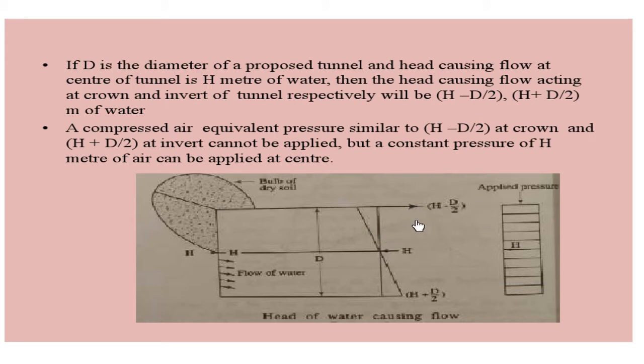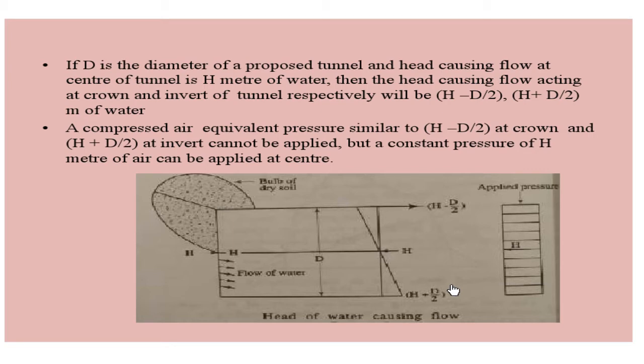But here only h minus d by 2 is required, and what you are providing is h. That means d by 2 meters of water, or that amount of pressure, is in excess in this region. And here what you require is h plus d by 2. In order to stop the water flowing inside the tunnel, the pressure you have to give over here is h plus d by 2. But actually we are giving only h meters of pressure.